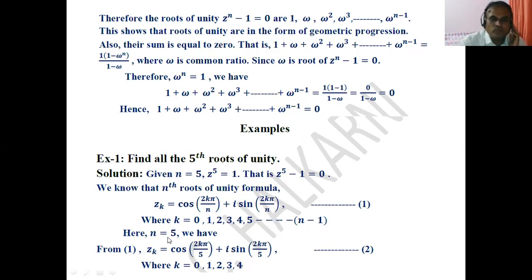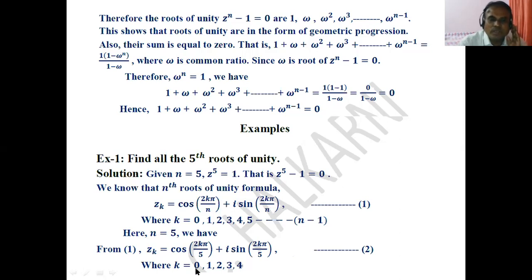Now we put this value in equation 1, and therefore equation 1 becomes z_k equal to cos of 2k pi upon 5 plus i sin 2k pi upon 5, equation 2. The value of k goes up to 5 minus 1, that is 4, so k equals 0, 1, 2, 3, 4. Now we find each root of the complex number z.